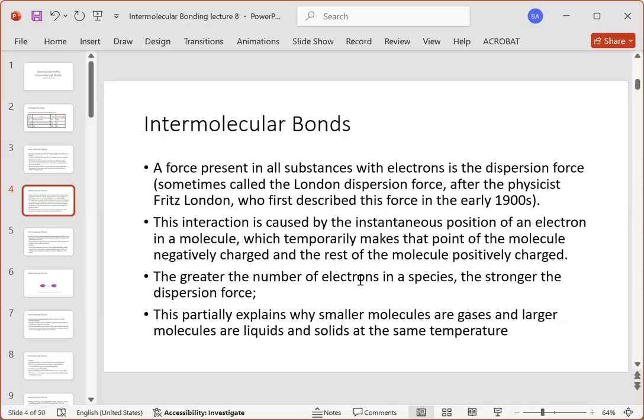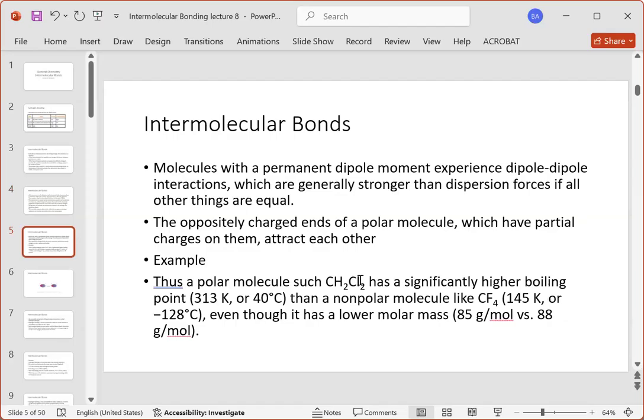So now let's see. Molecules with a permanent dipole moment express dipole-dipole interactions, which are generally stronger than the dispersion forces if all other things are equal. Then those that have dipoles: the oppositely charged ends of a polar molecule, which have partial charges on them, attract each other.